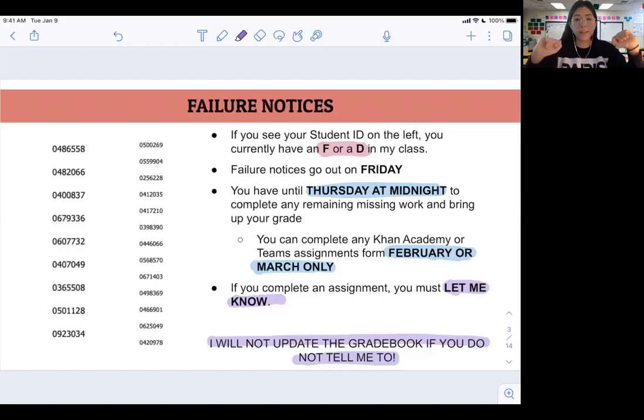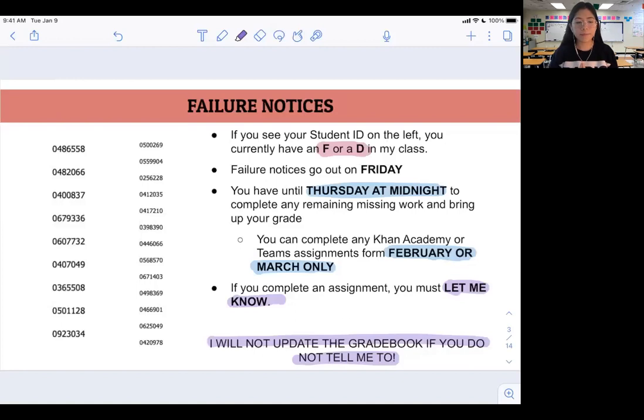So the only thing that I have to update from now till tomorrow at midnight is anybody who has missing work, okay? So again, that's your responsibility. Go back into the gradebook, look for any Zs, and then go to Khan Academy and get those assignments done as soon as possible. Tomorrow at midnight, that's it. After that, okay, so actually let me be very, very clear.